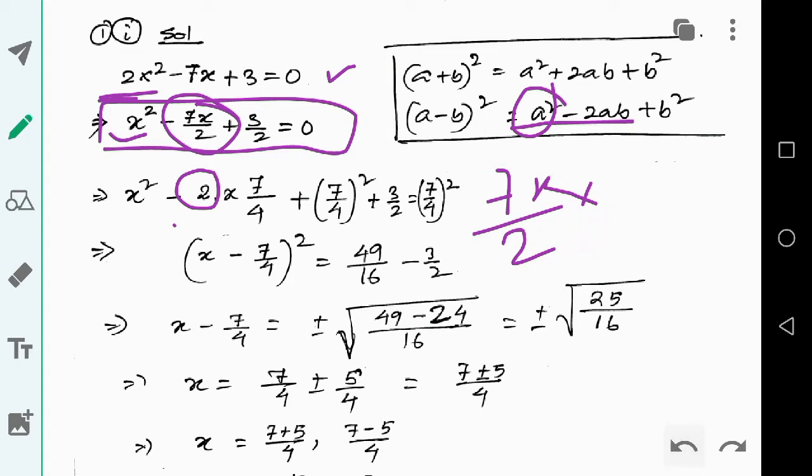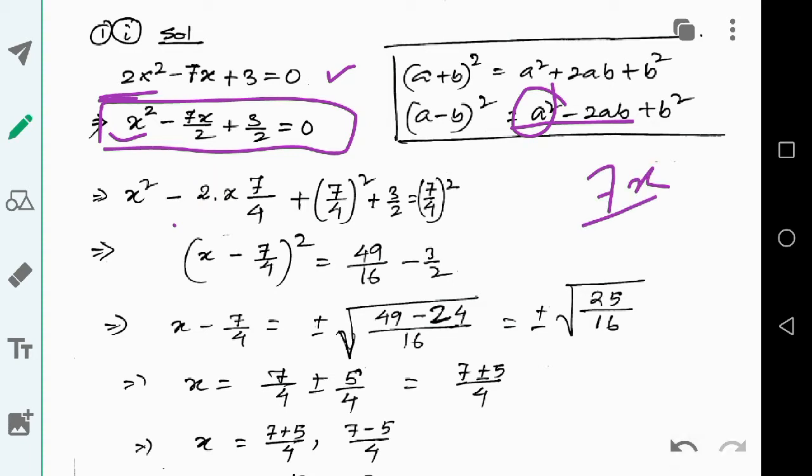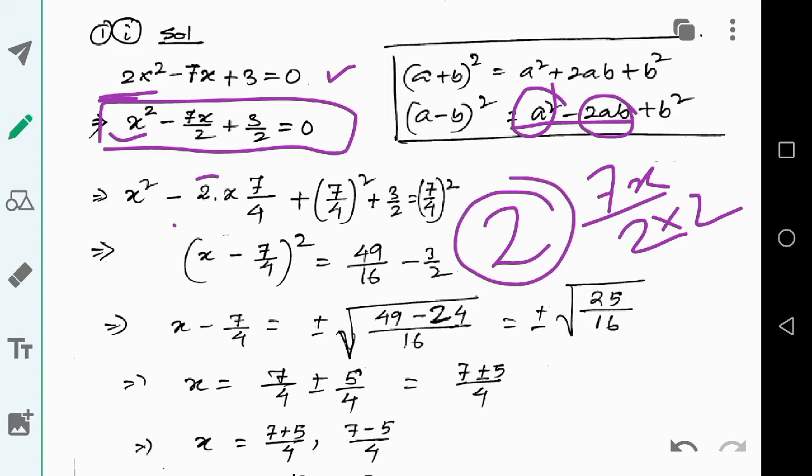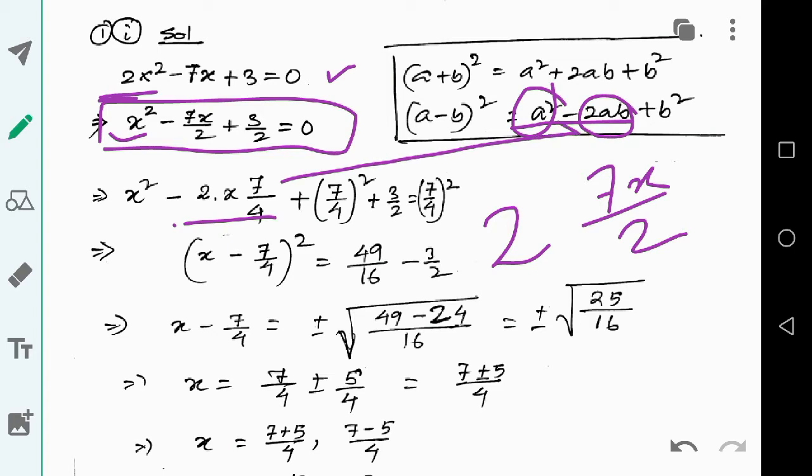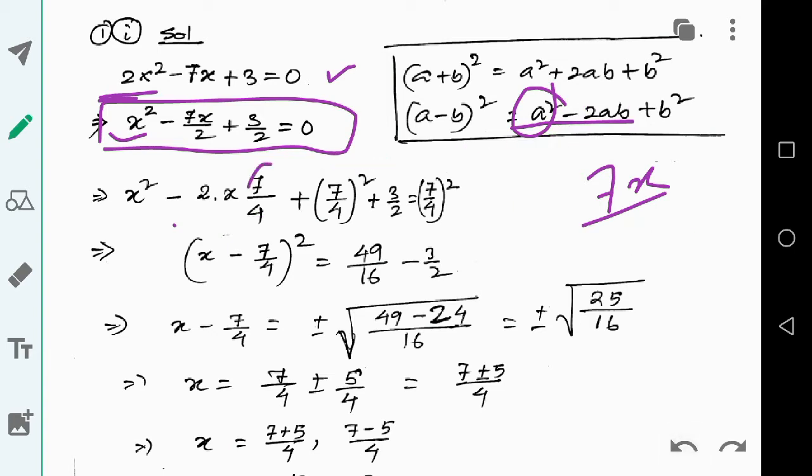So the middle term was 7x, ignoring the sign first. If you write 2 here in order to get the form twice ab, then 2 should be multiplied here as well. This is the x here, and 2 times 2 is 4, so that's why 7 by 4. Now if you compare with twice ab, you have to consider b as 7 by 4.